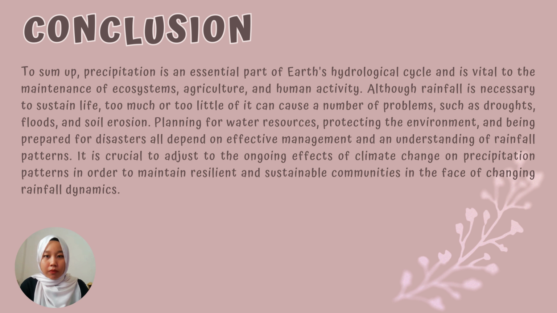The conclusion: to sum up, precipitation is an essential part of Earth's hydrological cycle and is vital to the maintenance of ecosystems, agriculture, and human activity. Although rainfall is necessary to sustain life, too much or too little of it can cause a number of problems, such as drought, flood, and soil erosion. Planning for water resources, protecting the environment, and being prepared for disaster all depend on effective management and an understanding of rainfall patterns. It is crucial to address the ongoing effect of climate change on precipitation patterns in order to maintain resilient and sustainable communities in the face of changing rainfall dynamics.